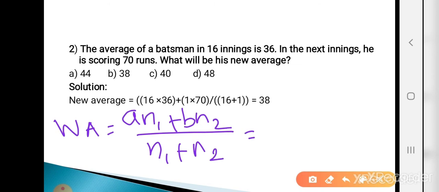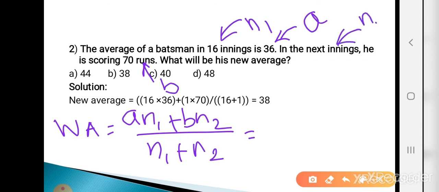The average of the batsman in 16 innings is 36. So what is the value of N1 here? There are 16 innings. So N1 is 16, and what is the value of A? That is the weight, 36. In the next inning, he scores 70 runs. That means here the value of B is 70. And what is the value of N2? Here the N2 value is 1, the next inning.